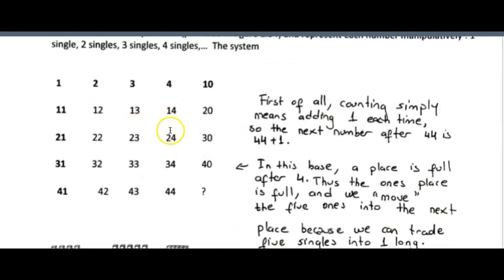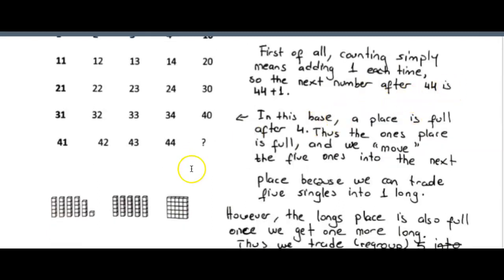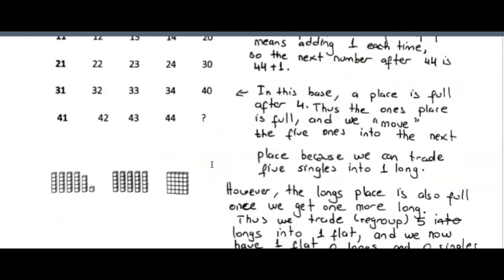The question is asking what comes after 44. But don't forget, this is base 5. First of all, counting simply means adding 1 each time, right? So the next number after 44 comes 1 more unit. We are talking about base 5, guys. In this base, a place is full after 4.